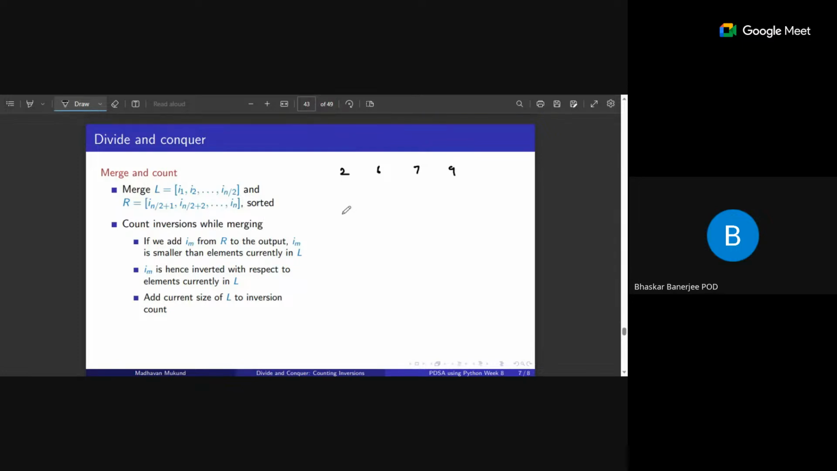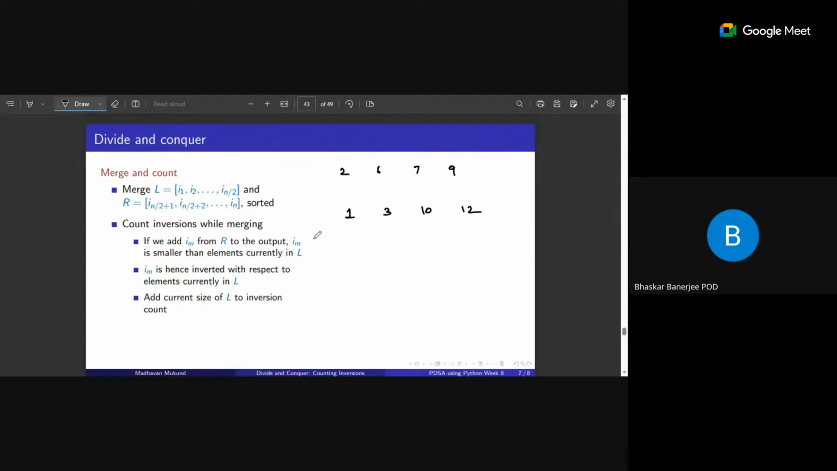Right? And let's take another subarray where it is 1, 3, 10, 12. Fine. So these are the 2 subarrays. This is 9. So these are the 2 subarrays that I'm talking about, and I will now go for the merge algorithm between them.